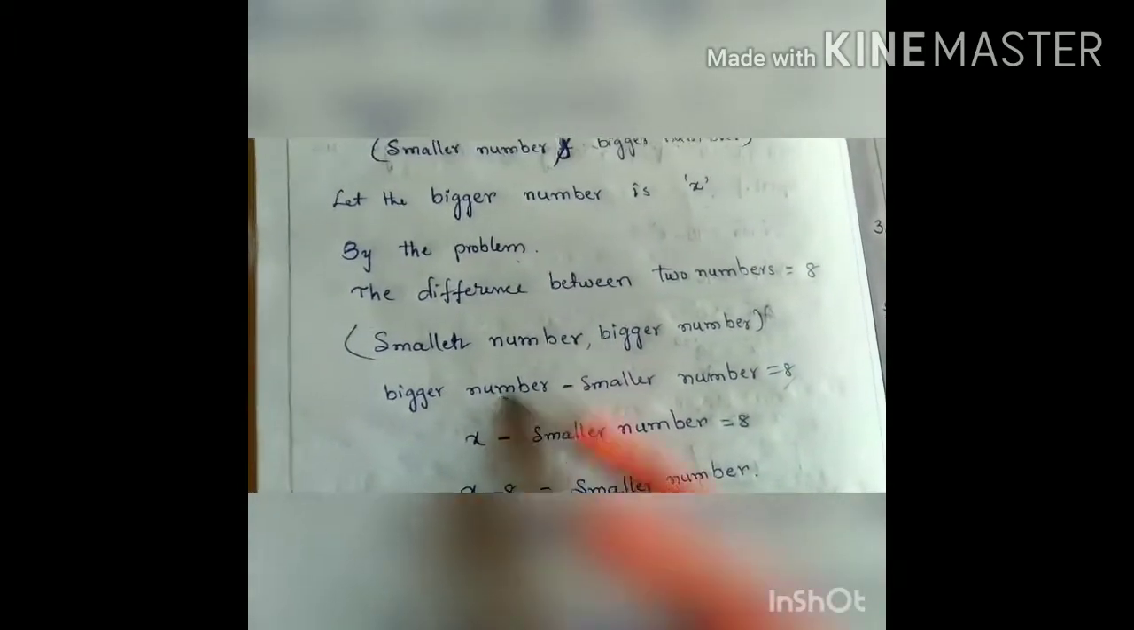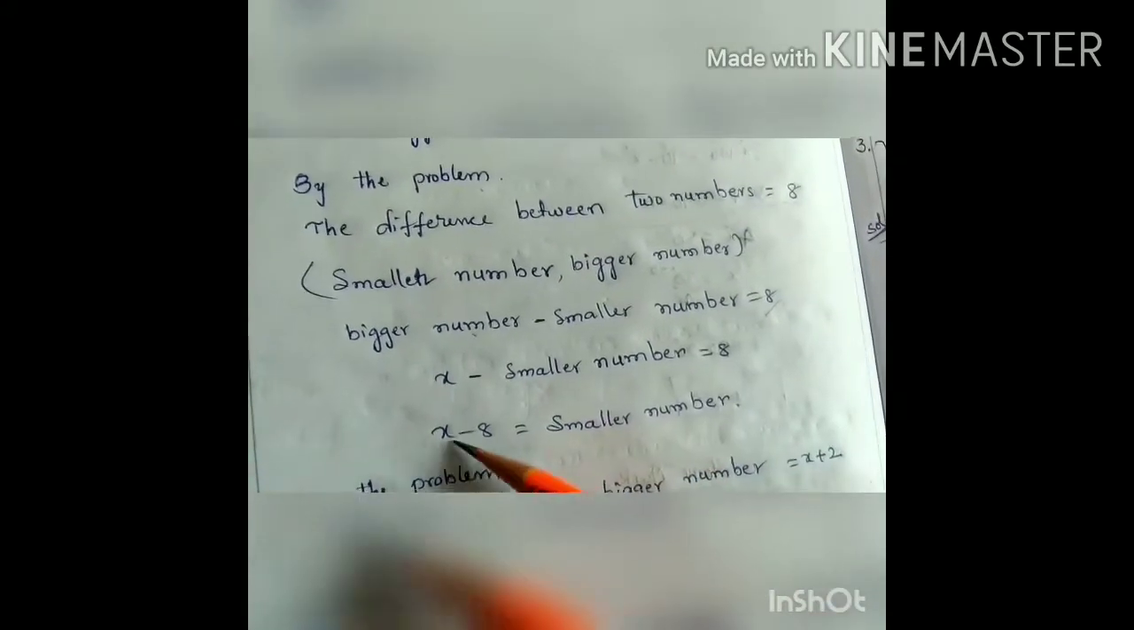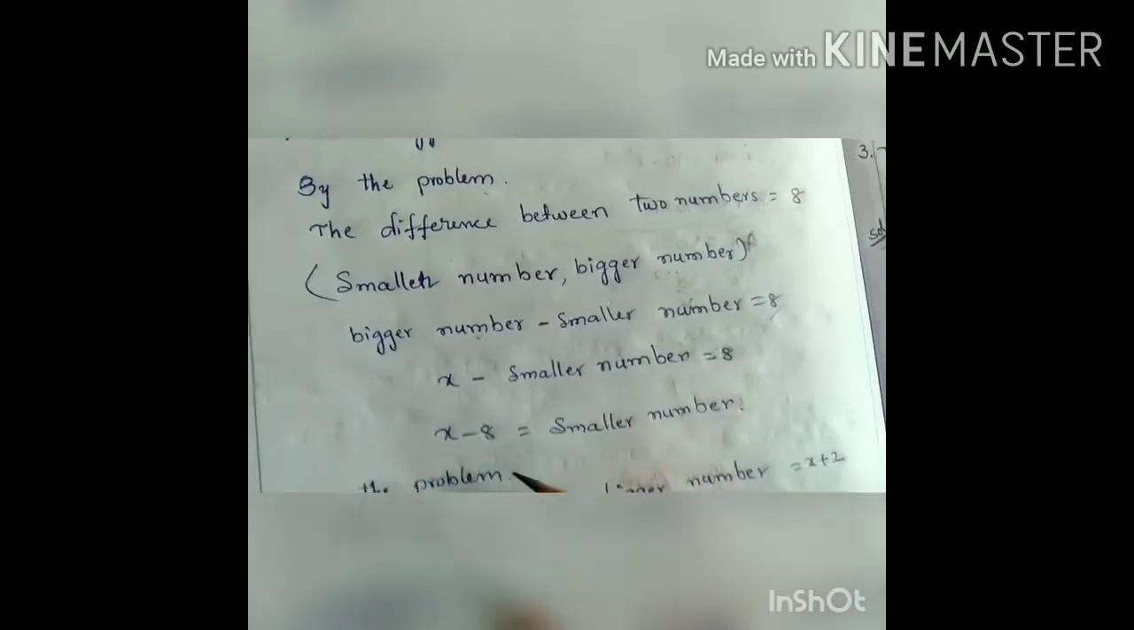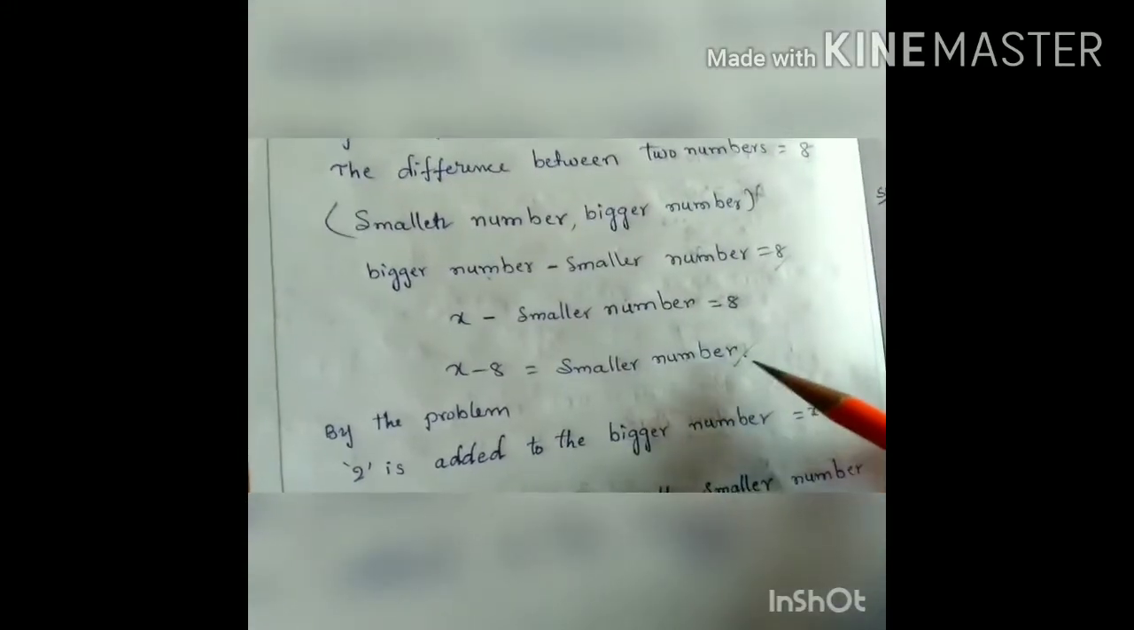So what is the bigger number? x. x minus smaller number equals 8. So here x minus 8 equals the smaller number. It is the smaller number. What is the bigger number? x.